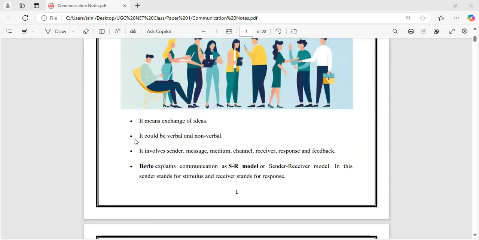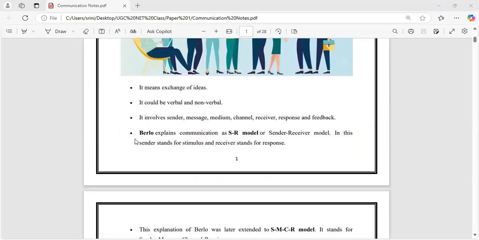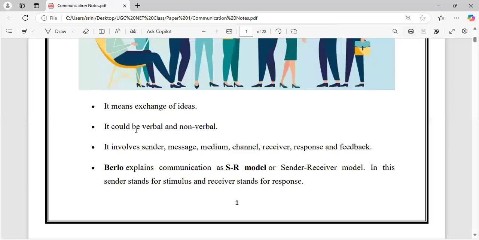We will see the types here. Communication means the exchange of ideas. It could be verbal, non-verbal. It involves sender, message, medium, channel, receiver, response, or feedback. Berlo explains communication as the sender, receiver model. Here, sender stands for stimulus and receiver stands for response. In the SR model, it is sender, receiver, or stimulus, receiver.